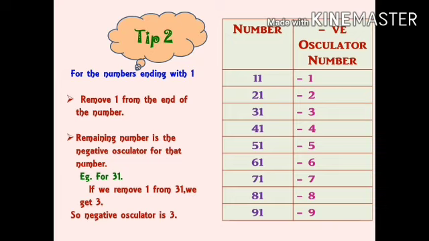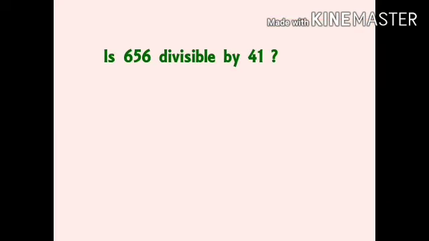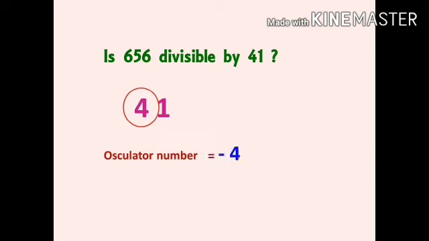Next, we are going to check whether the number 656 is divisible by 41. First we have to find the oscillator number for 41. Just now we have seen we have to skip 1. The remaining number we have is 4. Since the number ends with 1, we can use the negative oscillation method. So the oscillator number for 41 will be minus 4. Next we can do the process. Just note the oscillator number for 41 is minus 4. First, we have to take the last digit 6 and multiply it with 4.